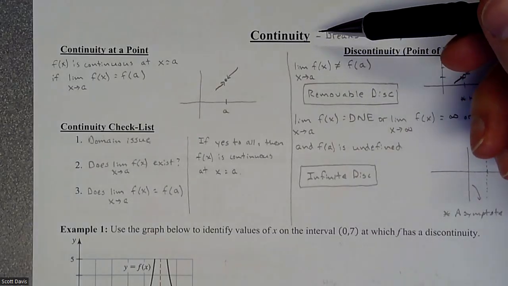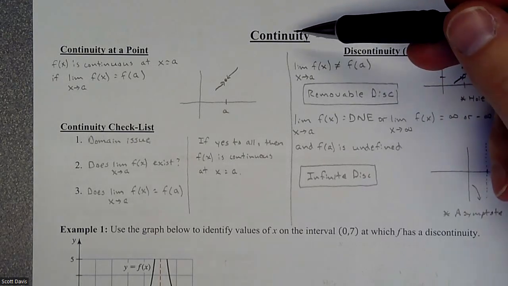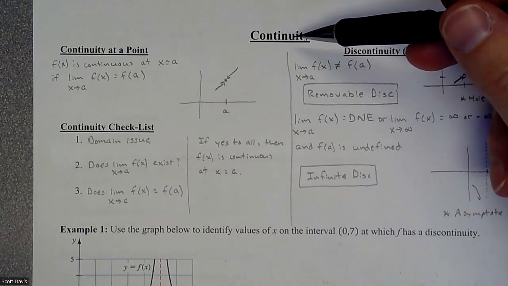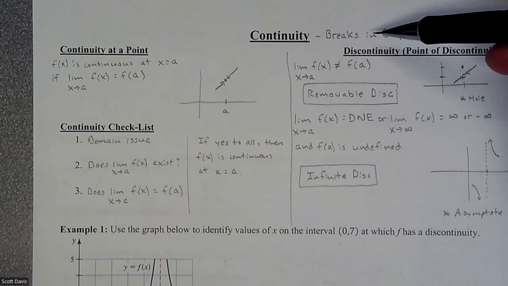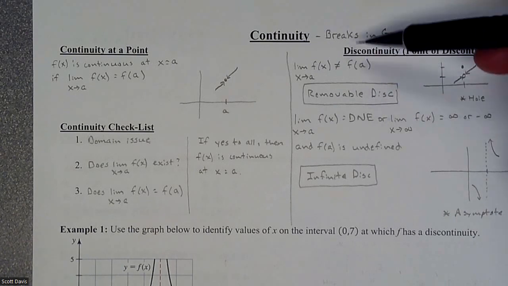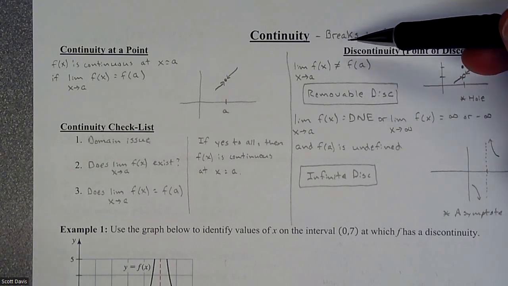In this lesson, we're going to introduce this idea of continuity, which basically means: is the graph continuous, or if it isn't continuous, where are there breaks in the graph? That's the biggest thing. The types of breaks we can have are holes, asymptotes, or big jumps from one section to another. Some graphs have them, some graphs don't.